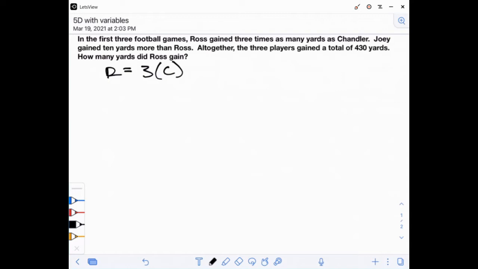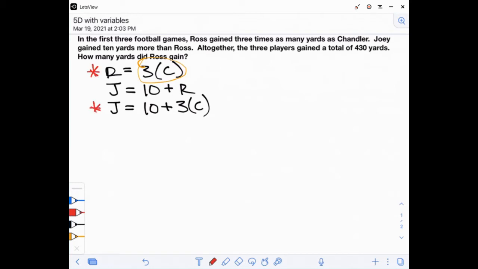Then the next sentence says Joey gained 10 yards more than Ross. Well, we can say 10 plus R, but we know that Ross equals 3 times Chandler. So I'm going to also rewrite this way: Joey ran 10 yards more than 3 times Chandler, 10 plus 3C. I'm going to use these two equations to help me solve this problem.